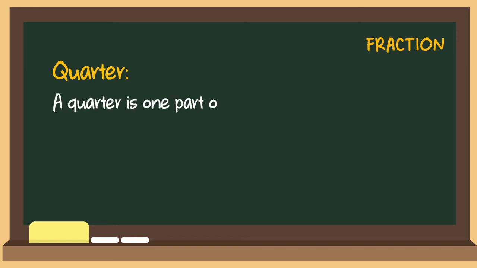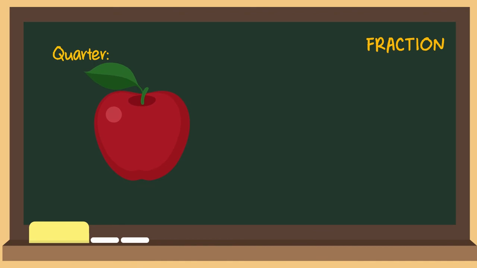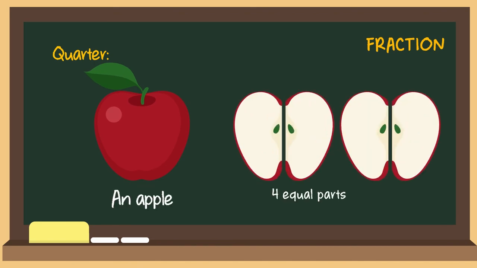Quarter. A quarter is one part out of four equal parts. An apple. Four equal parts of an apple, one part makes a quarter of an apple.